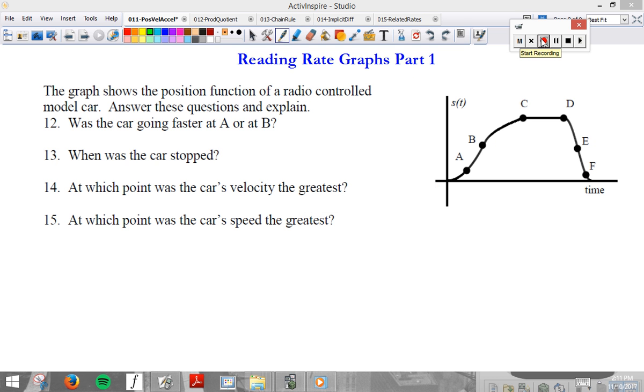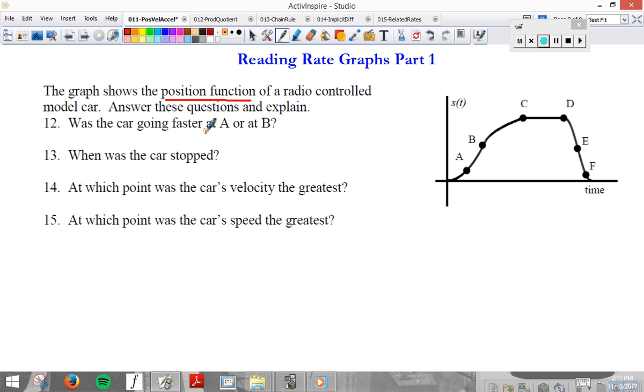In this video, we are continuing the presentation on lesson 3-1 about position, velocity, acceleration. This will be the first of many rate graphs we will read. So, this graph shows the position function of a radio-controlled car. We're going to answer these questions by connecting the graphical understanding of position, velocity, and acceleration to the analytical understanding that we've developed in the last few videos, the last few lessons.